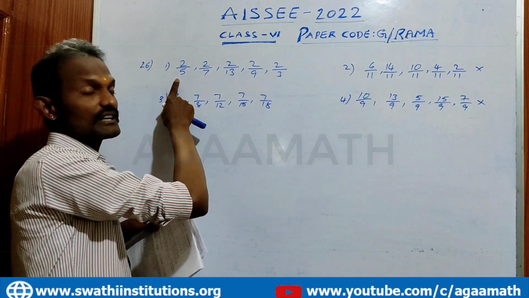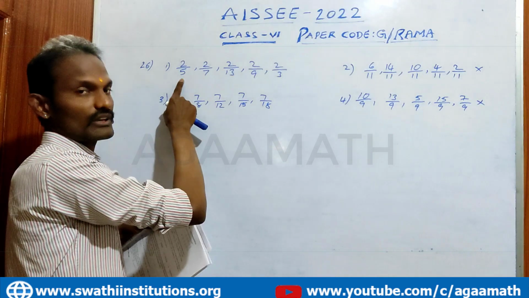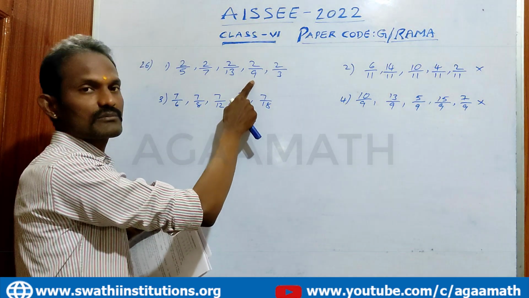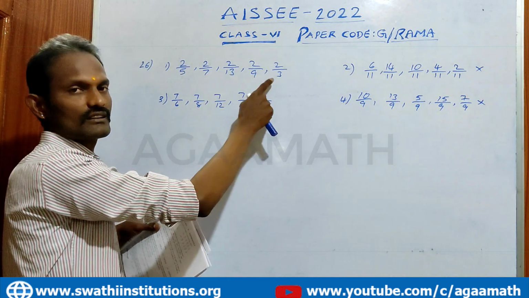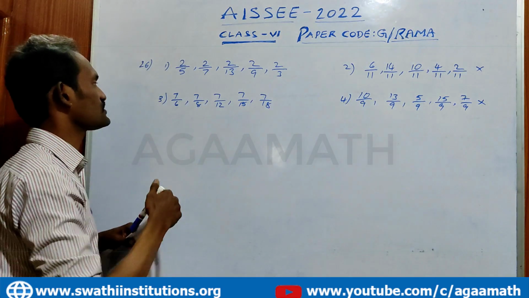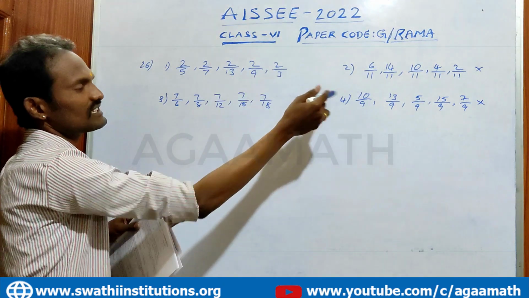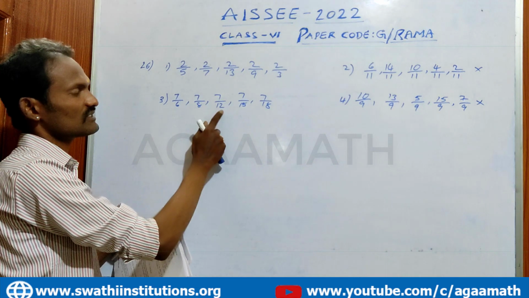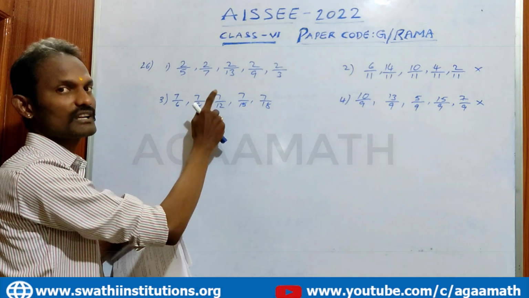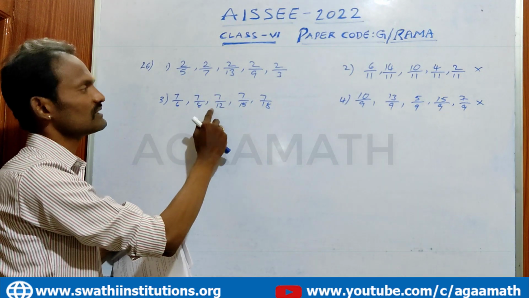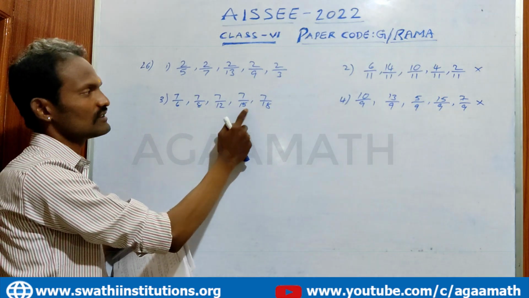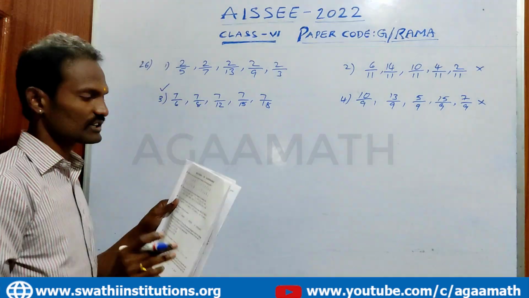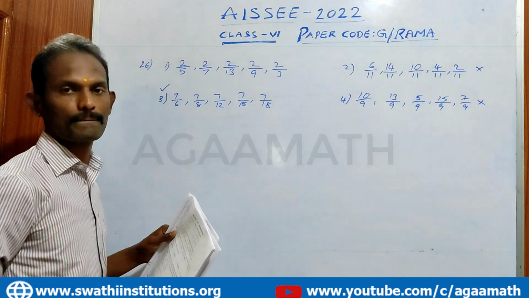When I check option 1, it is 5, greater than this, but here again it becomes smaller, so this is not in order. So option 3 is the right answer, because the other three are wrong. Even if you check here, you can see this is greater than this, and when the numerators are the same, we follow that pattern: 12, 15, 18. So option 3 is the right answer according to paper code G.